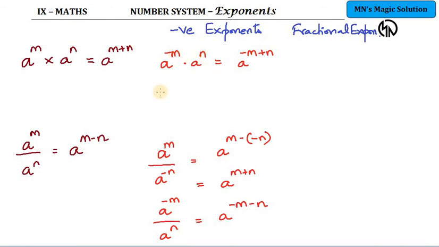So if in case you take 2 power minus 2 into 2 power 4, I can take this as 2 power minus 2 plus 4. What is minus 2 plus 4? It will give you plus 2. So the answer is 2 power 2, which is equal to 4.